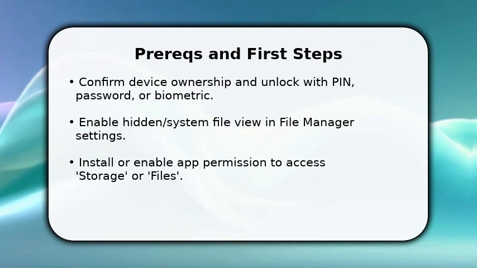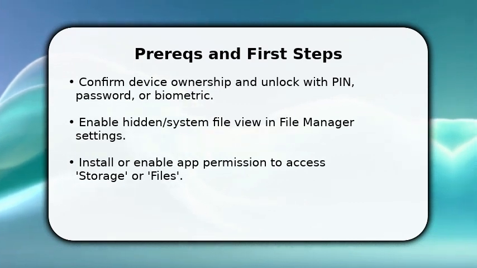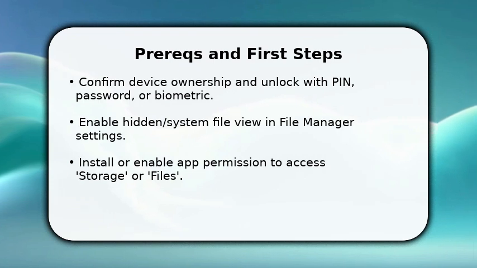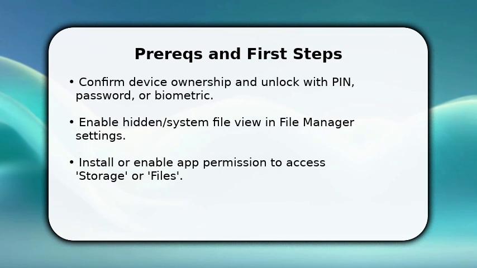You start by confirming you own the device and unlocking it, because private audio access requires permissions tied to your account. Next, open File Manager and enable Hidden or System Files. This reveals folders that apps hide. Then grant the File Manager app storage permissions so it can read protected directories.